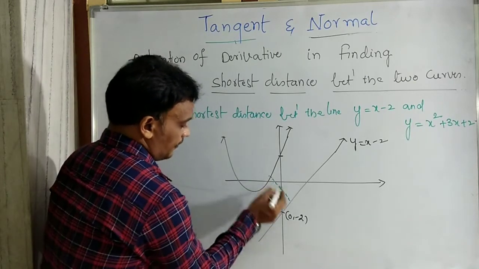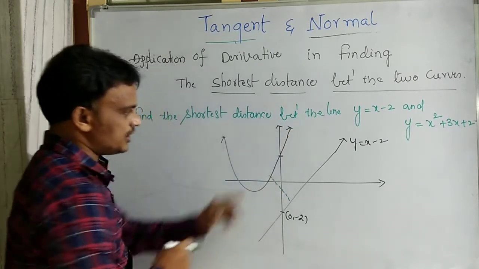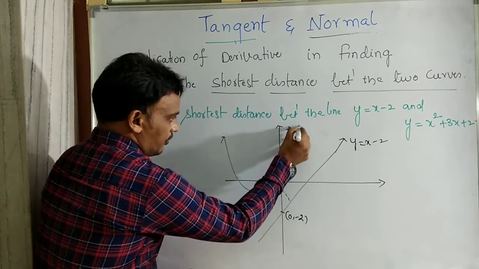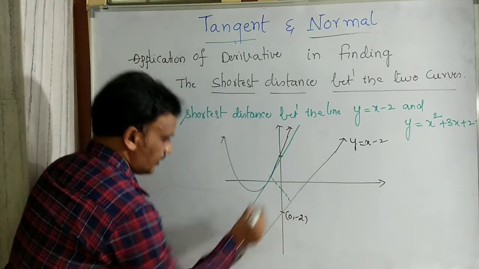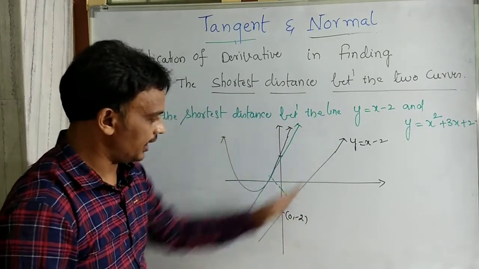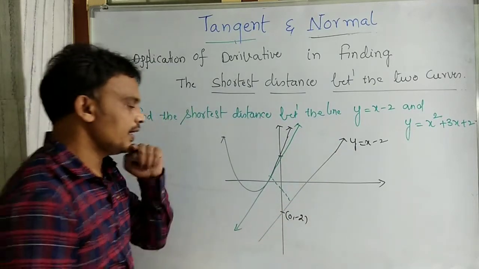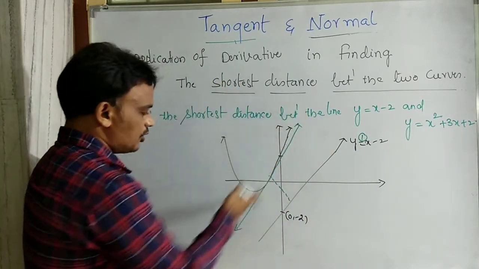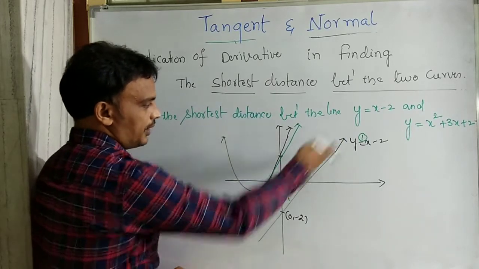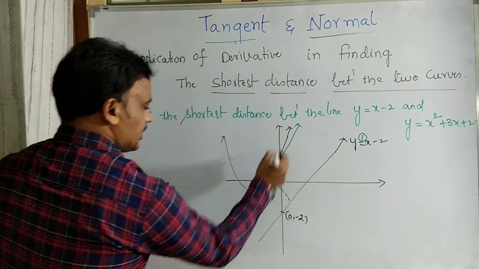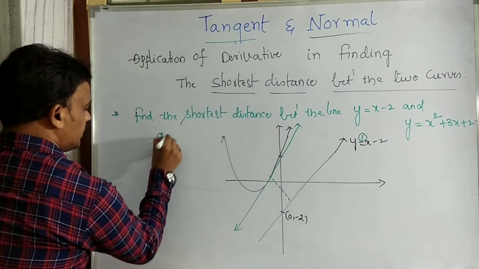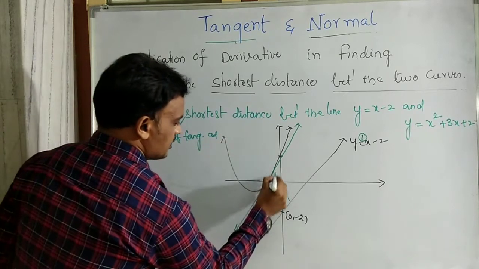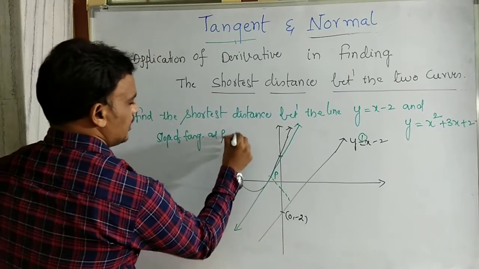Here I am going to find a tangent which is parallel to the line y equals x minus 2. Clearly, the slope of the line y equals x minus 2 is 1. Here also, the slope of the tangent to the curve which is parallel to this line must also be 1. That means for this curve, the slope of the tangent at the point P, let us suppose, is 1.